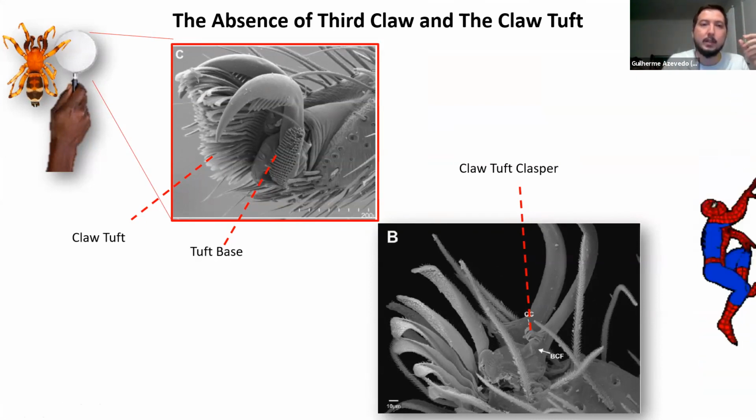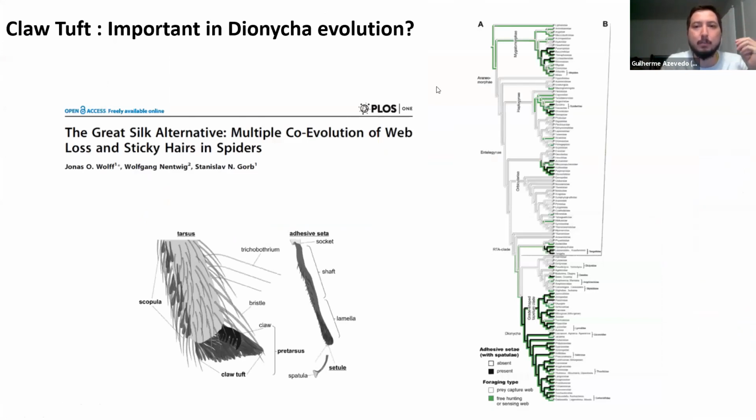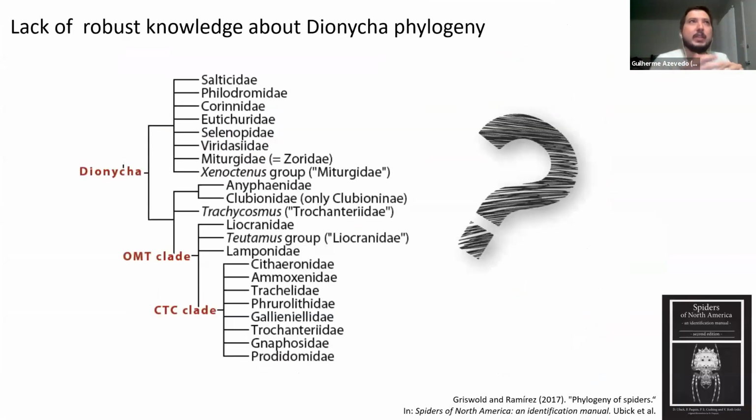So this was thought to be a very important character of Dionycha, very important for Dionycha evolution. It's thought to be the great silk alternative. So they use it to adapt to these new environments, and also to help to catch the prey. But to understand the evolution of these characters of Dionycha, we need to understand the phylogeny better. So we lack a robust phylogeny, we lack knowledge about Dionycha phylogeny.